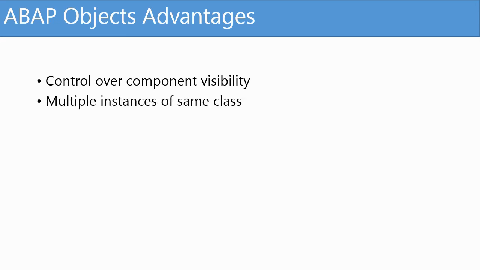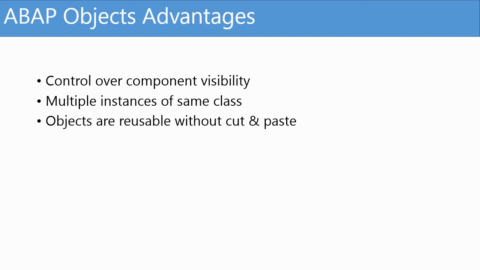It is possible to have multiple instances of the same class within an executable unit of code, whereas only one instance of a function group can exist. Code based on ABAP Objects is truly reusable without having to cut and paste when functionality needs to be replicated in different code units. The ABAP Objects programming environment is much more robust than classic ABAP.